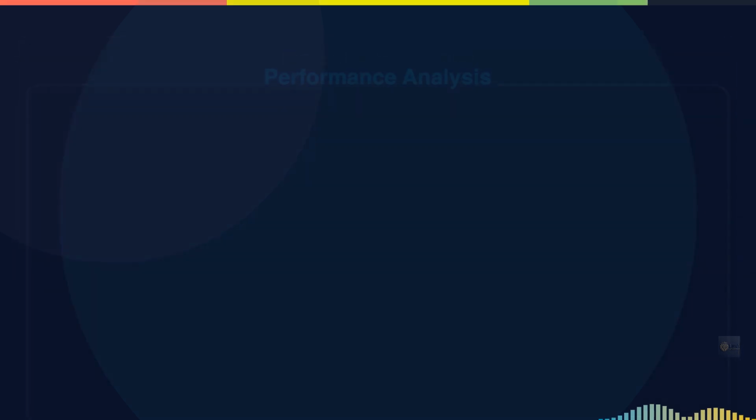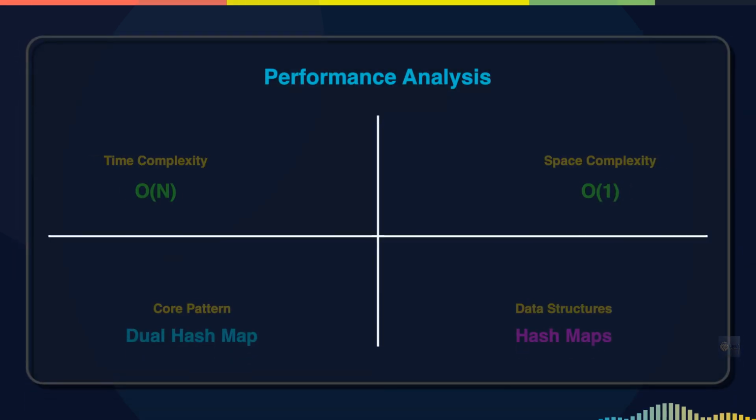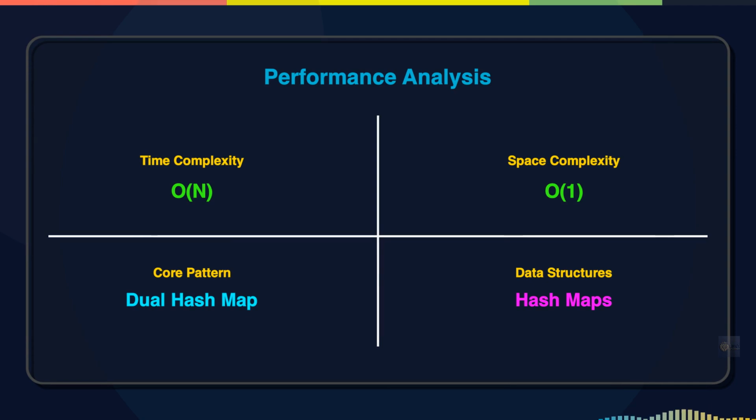Looking at the complexity, the time complexity is O of n, where n is the length of the strings. We traverse the strings exactly once. The space complexity? It is O of k, where k is the size of the character set, which is usually constant. We only store mappings for the unique characters we encounter. And that is isomorphic strings, mastered.